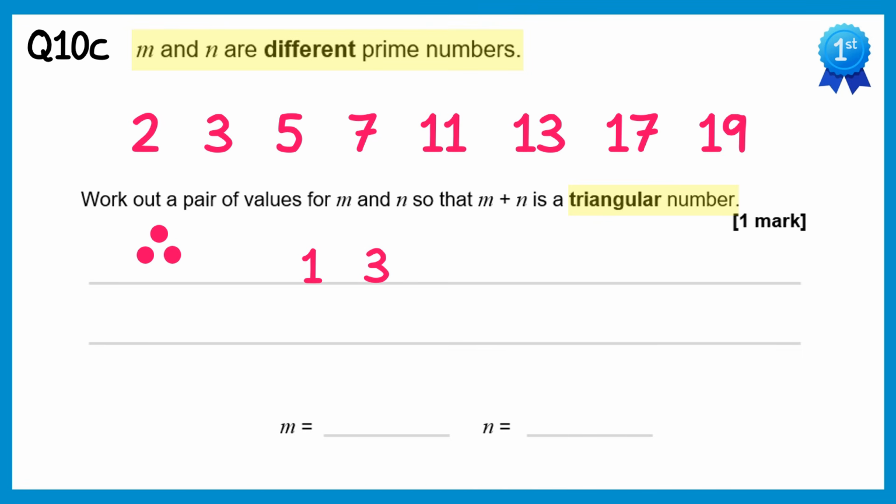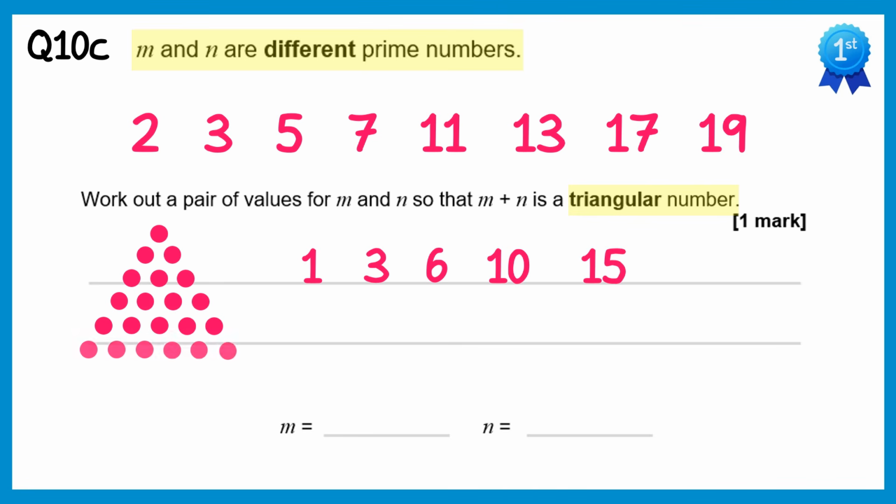Then we add another row, so that's 3 more, which makes 6 balls total. Another row, so 4 more, which makes 10 balls total. And then another row, that's 15 total. And then another, 21 total. And you can carry on like this. So we need 2 numbers from the top list to make one in the bottom list.